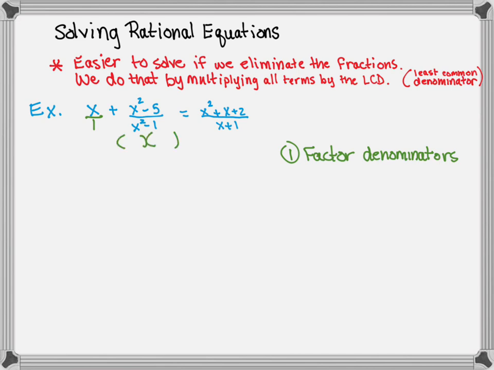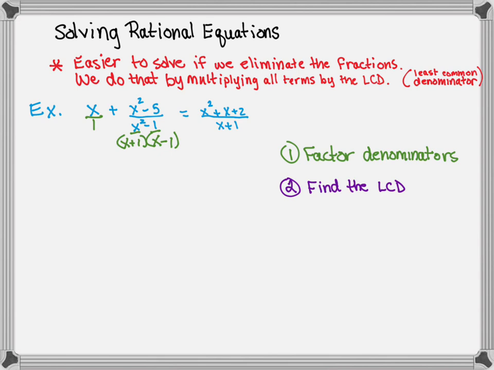The second term has a denominator of x squared minus 1. This is a difference of squares, so we can factor it. The square root of x squared is x. The square root of 1 is 1, and one of the terms gets a plus, the other one gets a minus. And then our last term is x plus 1. This does not need to be factored any further, so it's already factored as well.